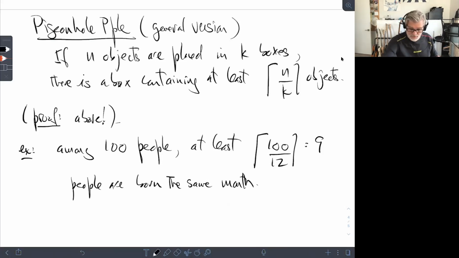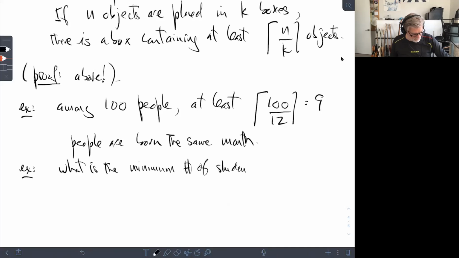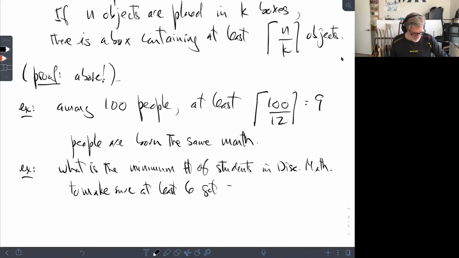Here's another one, which is the same idea, but again, you don't really need the formula. You can figure it out on the fly. It's the overall principle which is interesting. So here's the question: what is the minimum number of students in a discrete math class to make sure at least 6 get the same grade?